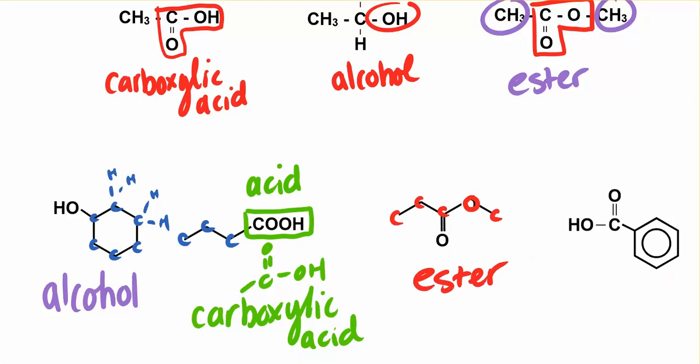And then this last one, this is a benzene ring. So carbons on all of this. But what we're looking at is this functional group. It has the C double bond O and the OH on the same one. That's a carboxylic acid.